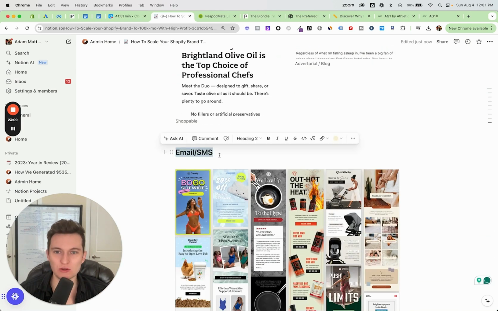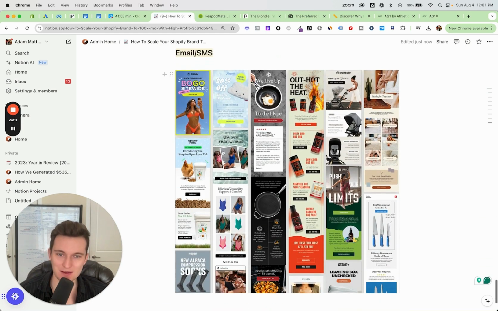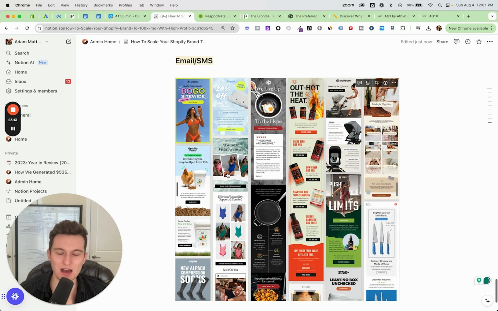Last piece here, which I won't touch on for too long, is email and SMS. Very crucial to have this part of the strategy. If it is done correctly, it should make up about 30-ish% of your revenue, 10% from the flows, which are completely automated once you set them up, and then also your campaigns. Very crucial, because you're helping build up the LTV of your past customers and generating revenue with no ad costs.